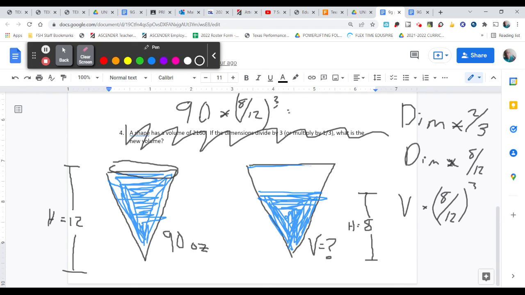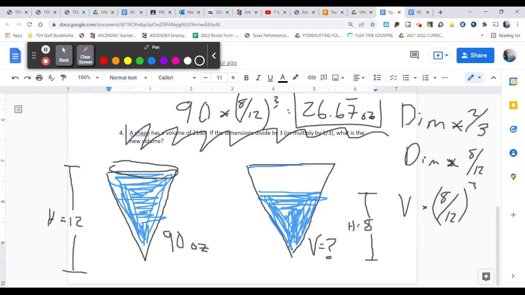Annie, did you have your hand up? No. Okay. I can tell you what I got though. What'd you get? I got 26.66666. Okay, we'll call it about 26.67 ounces.